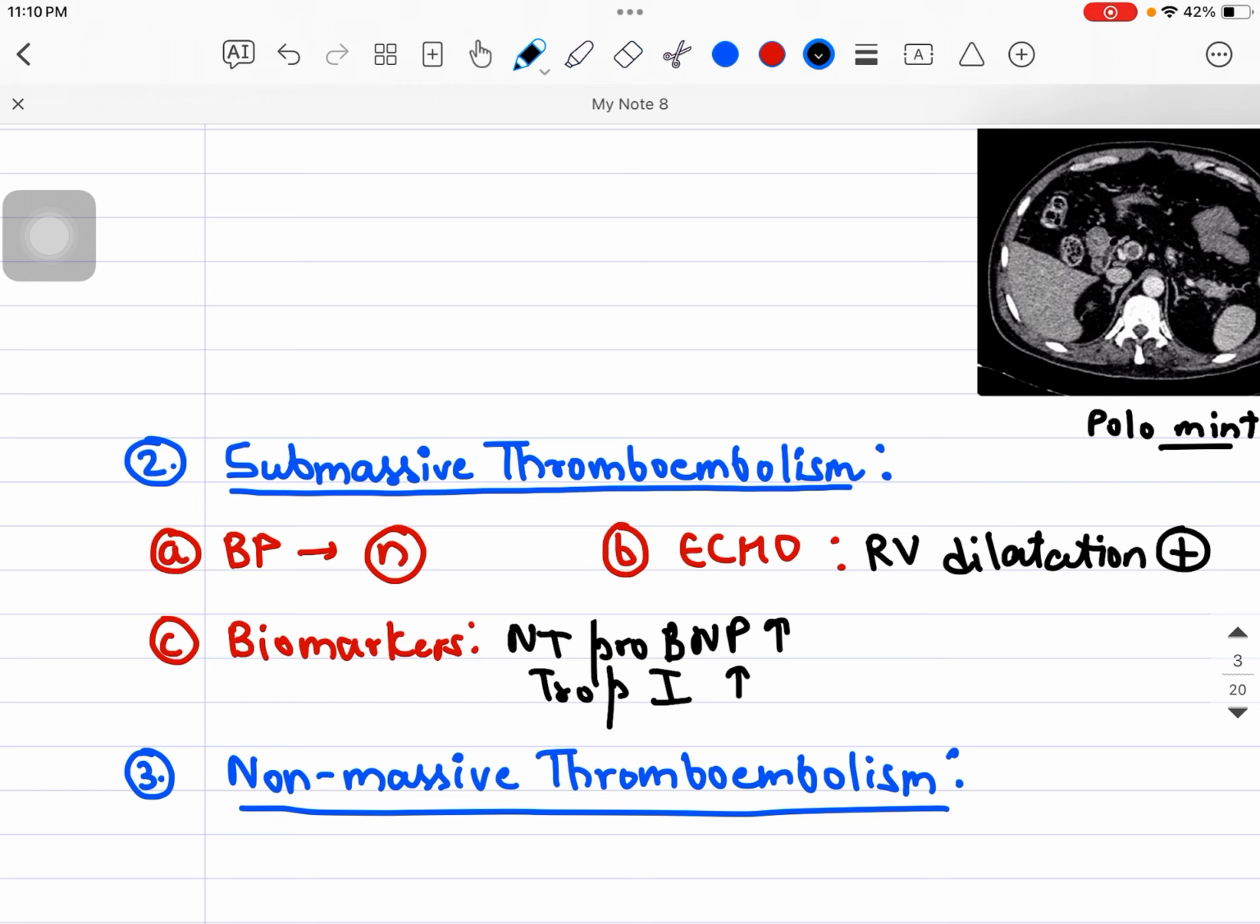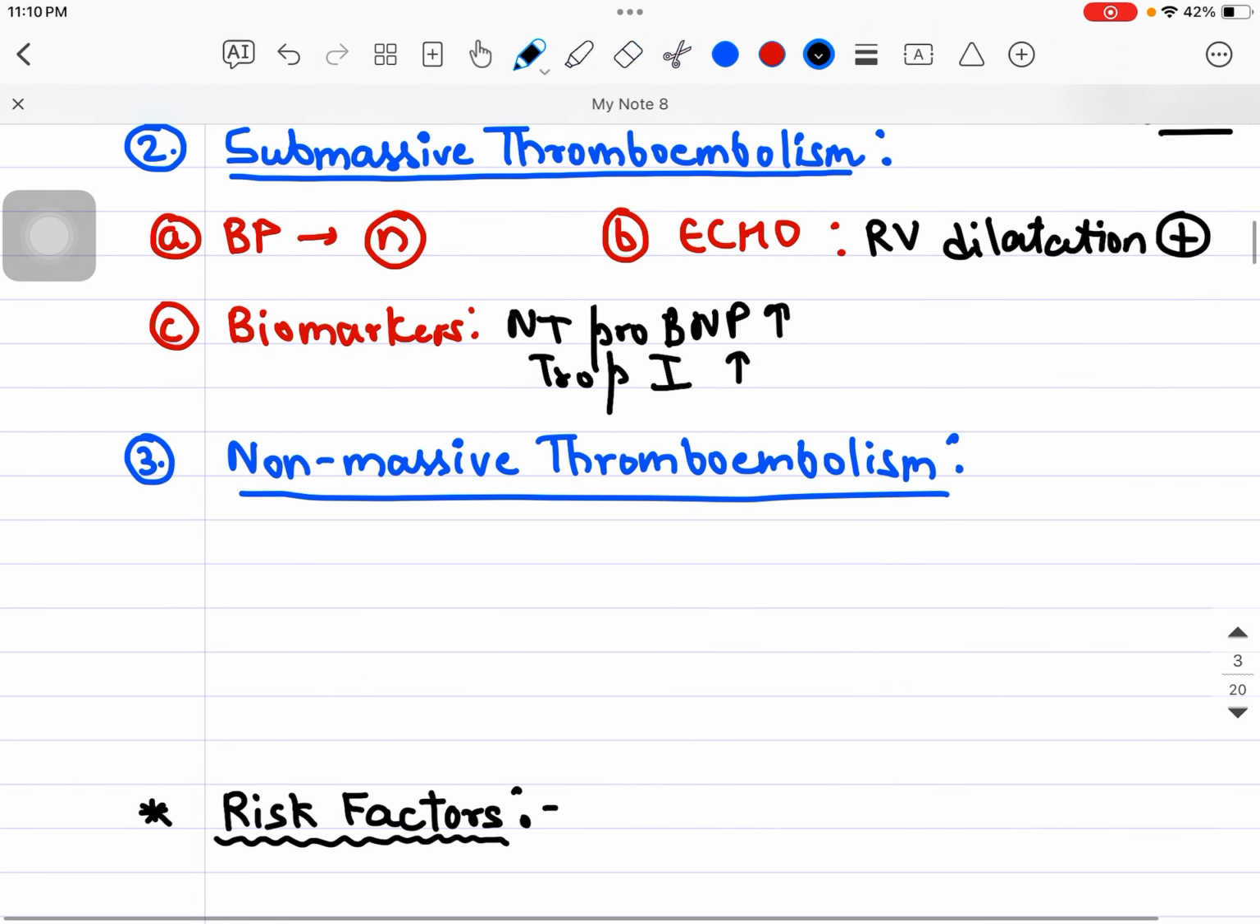And fourth option, obviously you shall go for the CT pulmonary angiography. It depends whether you want to go for it or not. If you have a strong suspicion, you shall go for it, or it depends on the availability, whether it is available in your hospital setting or not. Third thing is the non-massive thromboembolism. So how will you differentiate between the massive and submassive? Massive versus submassive, we know the findings. BP is the main factor which is comparable over there.